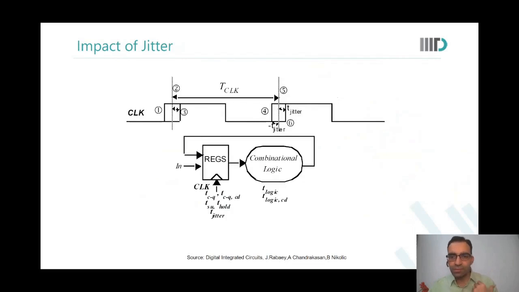Is it clear till here? Friends, I need some feedback. This is a very, very important concept. Okay, now we look at jitter.